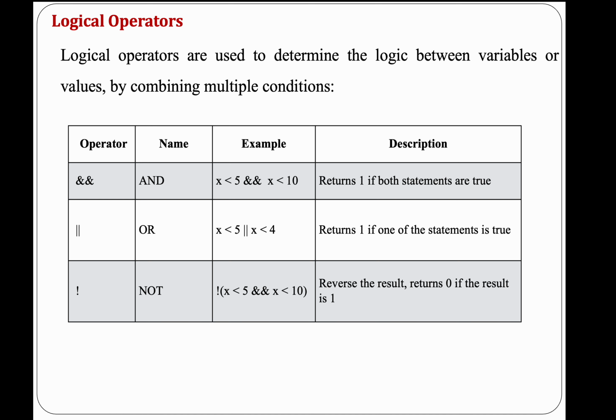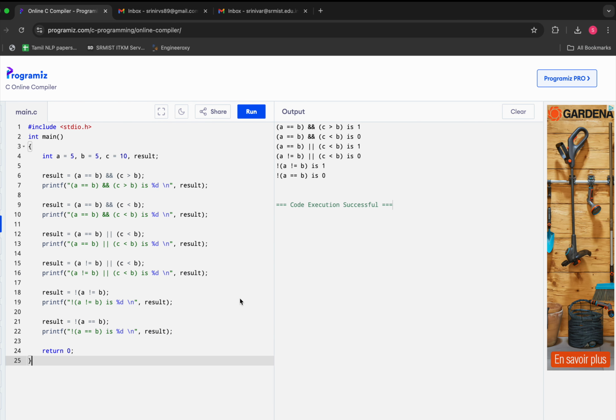And NOT: if the output is true, it will display false. If the output is false, it will display true. This is a very easy operator, the logical operator. It basically checks the expressions and whether it is going to return true or false. This is also, we can say, a boolean value. The output is a boolean value. Let me see the program in detail.